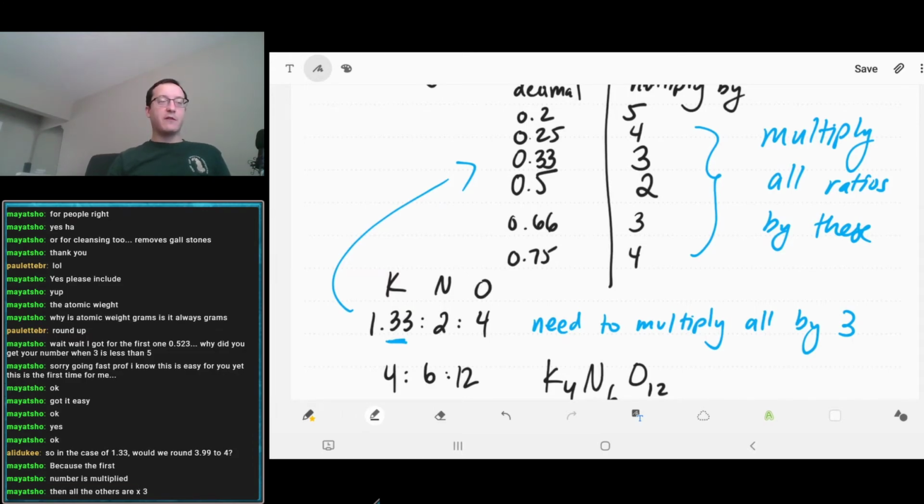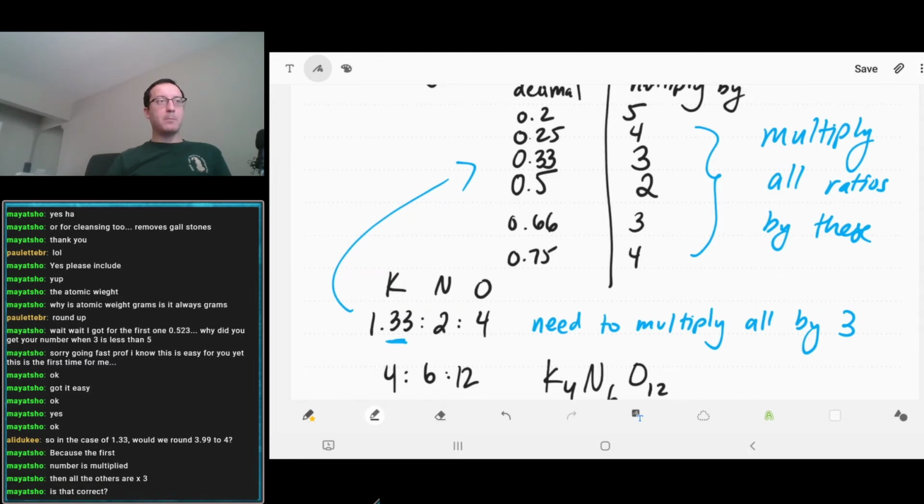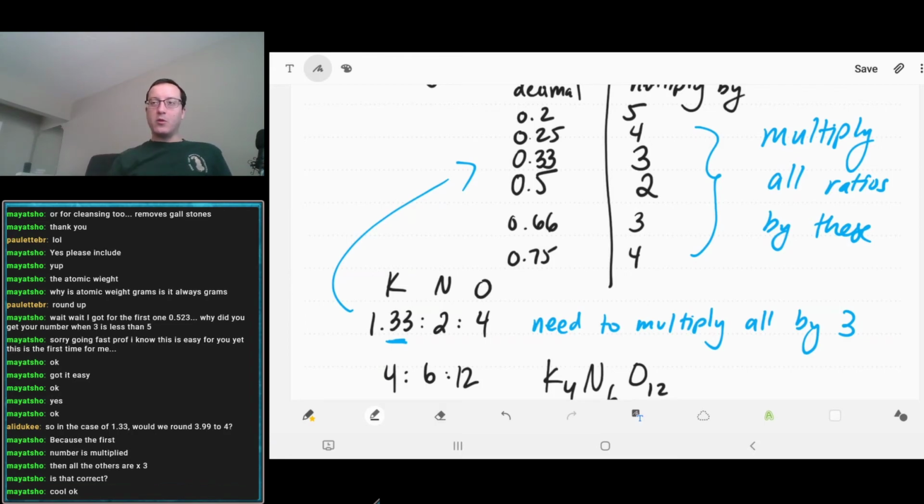Yes, all of them have to be multiplied, because remember this is a ratio. So if we're going to multiply one number, we have to multiply all of them. Exactly. So we would have to multiply everything by 3 in this case. Yep. Definitely, Maya.